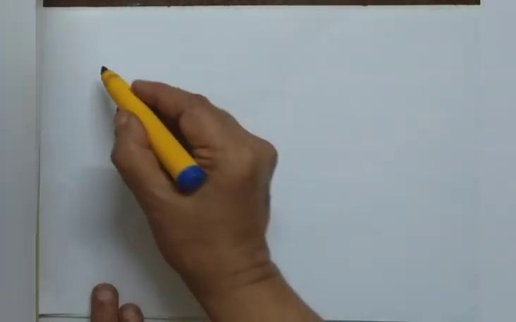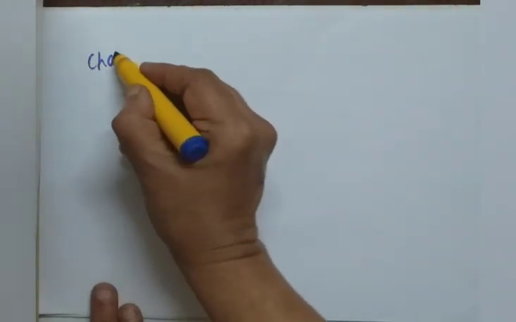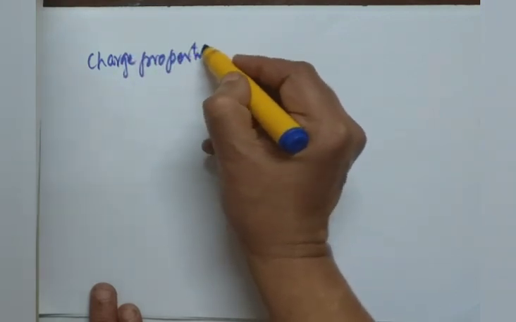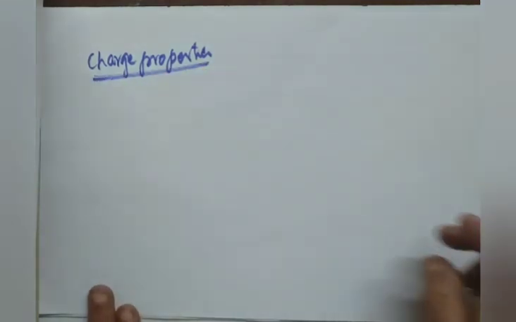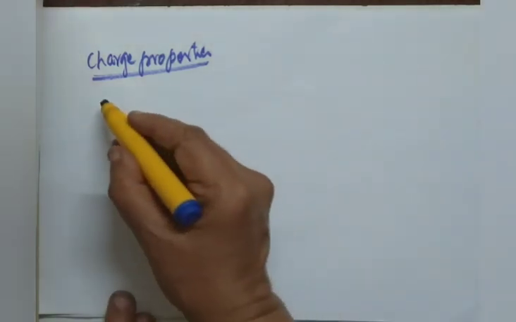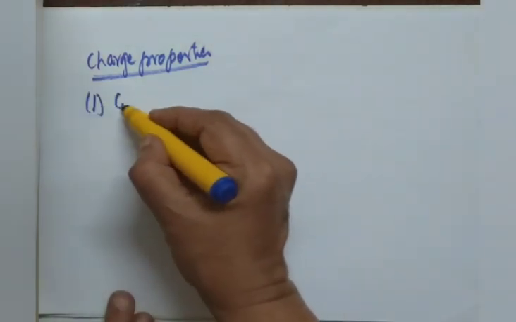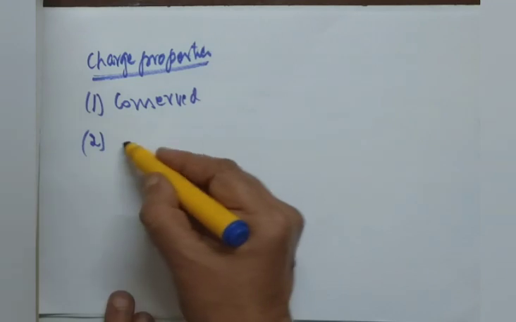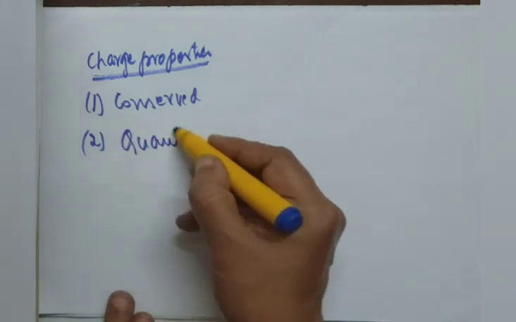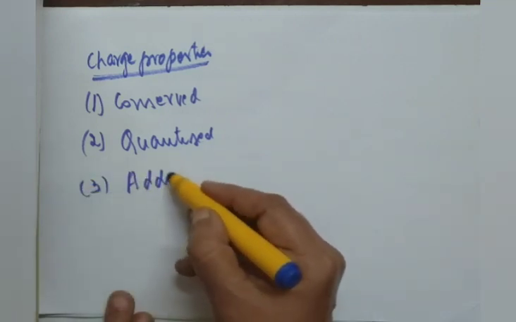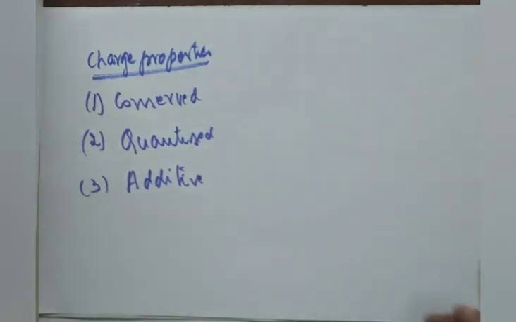Let me write them one by one. So charge properties, basically three. We can also say fourth one, like charges repel, unlike charges attract. But for the time being, we take three. First one, conserved. Second one, quantized. Third one, additive property. Now, conserved means total charge of the system remains constant.